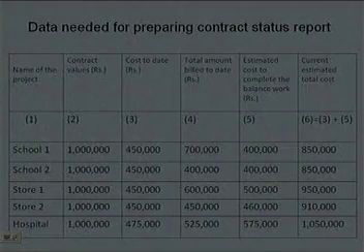Finally, the last project, that is of hospital construction, contract value is again 1,000,000, cost to date is 475,000, total amount billed to date is 525,000, estimated cost to complete the balance work is 575,000. So, whatever process we have discussed just now, you can apply those processes for calculating the contract status for these 5 projects which are being executed by a given construction company.